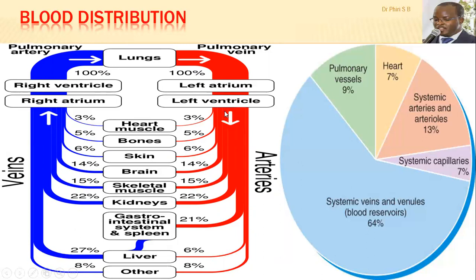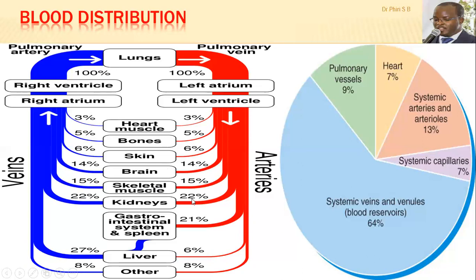So you can see if you have 100% of this cardiac output, about 3% of that blood is moving to the heart muscles, 5% to the bones, 6% to the skin, then 14%, which is much, it's going to the brain. So 14% of the cardiac output is going to the brain cells because you need oxygen, you need nutrients as well. Then about 15% is also going to the skeletal muscles.